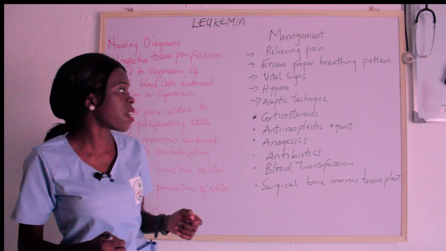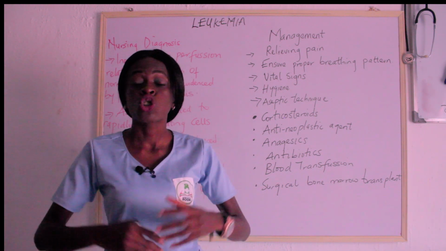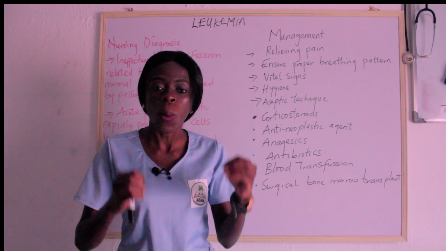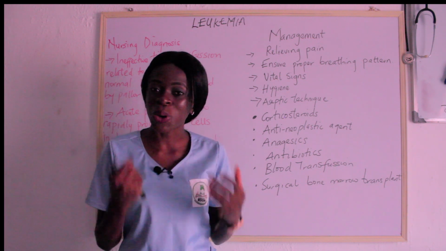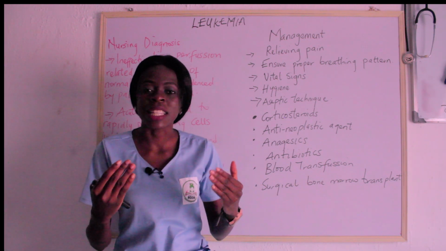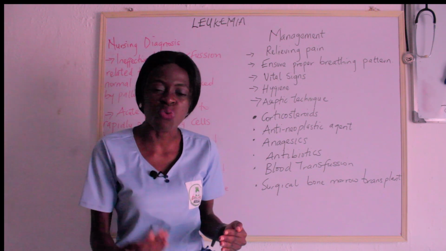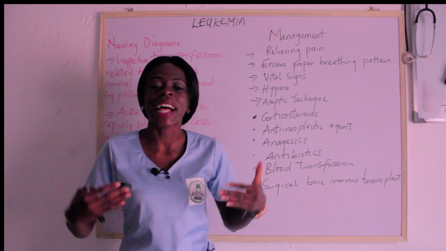Then the other one I have here is hygiene. Personal and environmental hygiene should be explained in detail to this patient, and while in the hospital, personal and environmental hygiene should still be taken into consideration because these patients are predisposed to going down with infection. They are at risk for infection because their immunity is no longer strong.